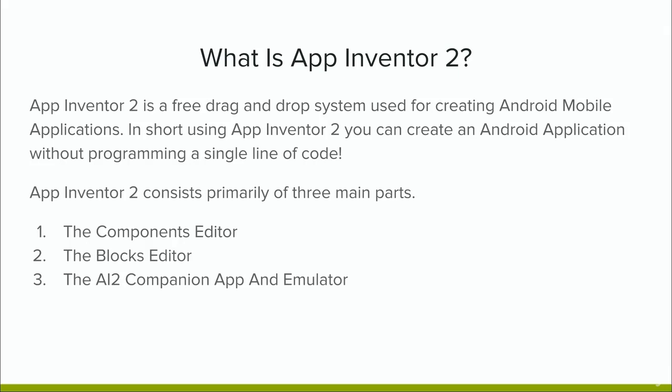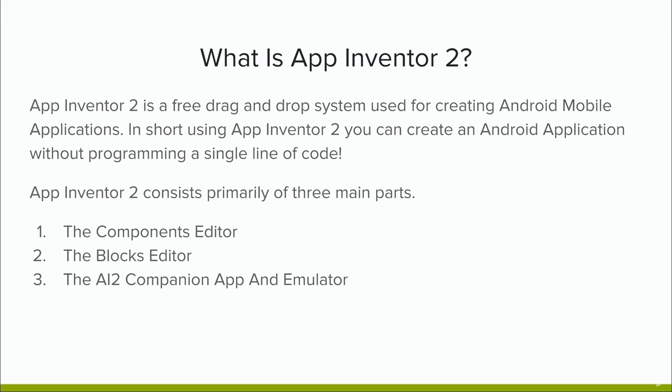In this video, I'm going to be giving you a brief overview as to what App Inventor 2 is for all of you that might not know. So, what is App Inventor 2? App Inventor 2 is a free drag and drop system used for creating Android mobile applications. In short, using App Inventor 2, you can create an Android application without programming a single line of code.